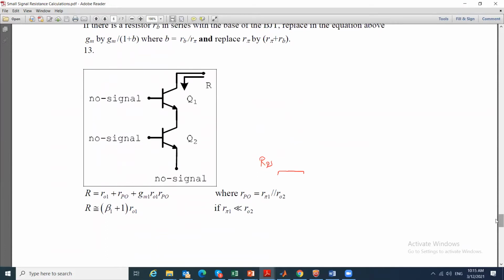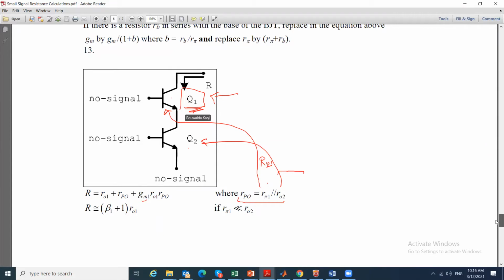Okay, so now, notice that the first one is Q1, we called it Q2, and here he tells you that the effective resistance is RO for this guy, plus whatever he calls the parallel resistance, which is R pi for this guy parallel to RO2 for this guy. So this is RO2, and the R pi is for the top one. And GM is for the top one as well.